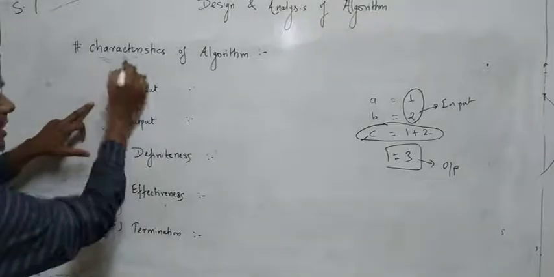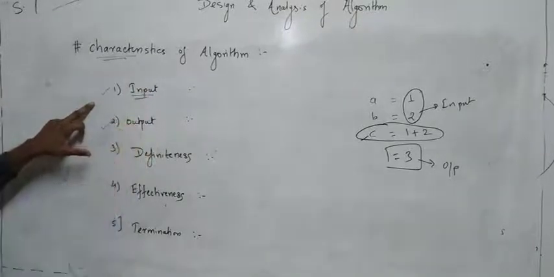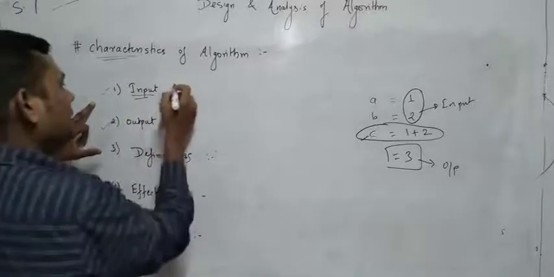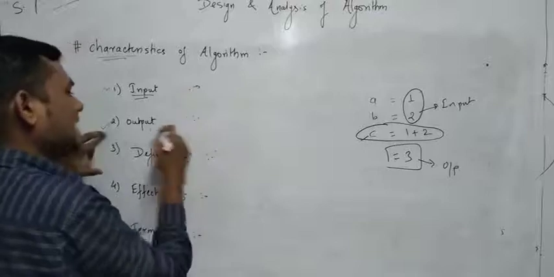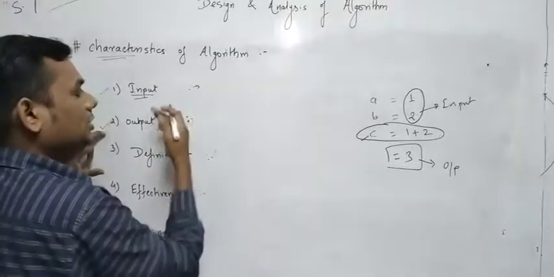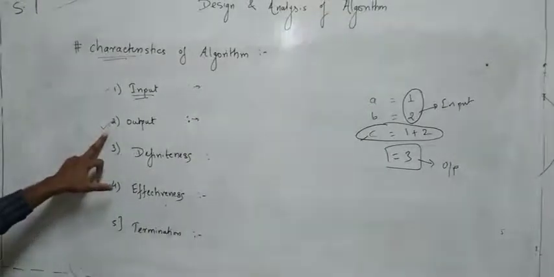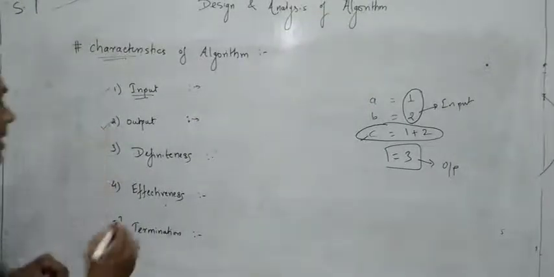So what is the first characteristic? Each and every algorithm requires one or more inputs. That is the first characteristic. The second one is that the algorithm produces one or multiple outputs. This is the second characteristic.